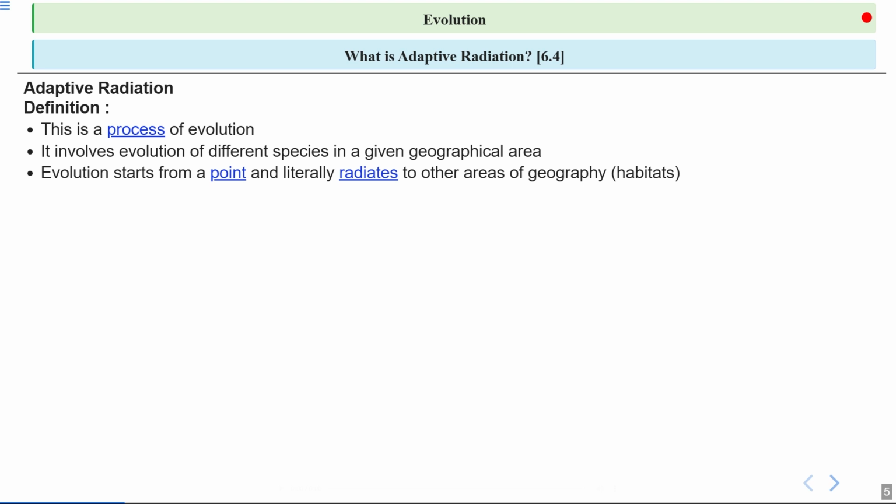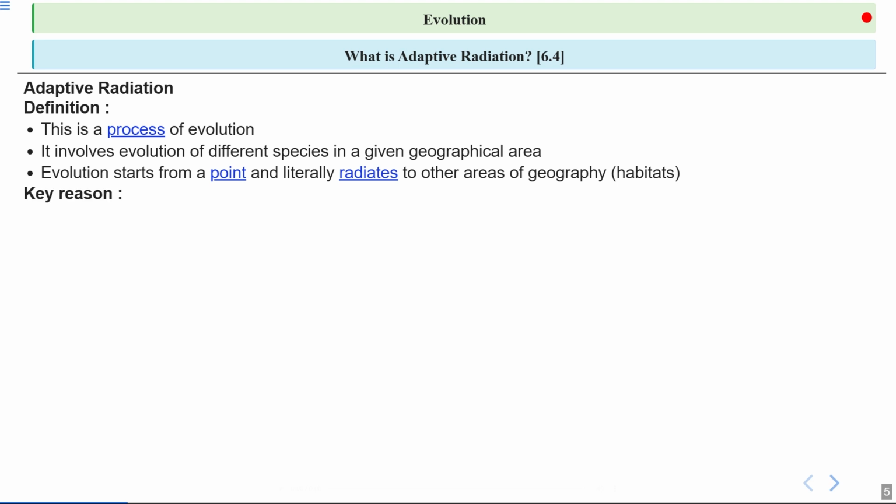Now, the evolution starts from a point and radiates to other areas of geography or habitats. This spreading out is a key characteristic of adaptive radiation. And this illustrates how species can colonize new areas.